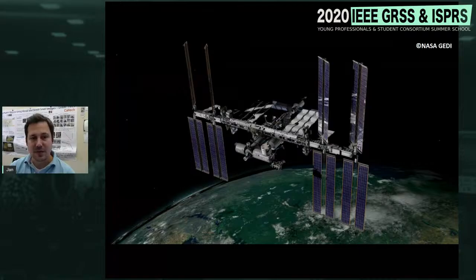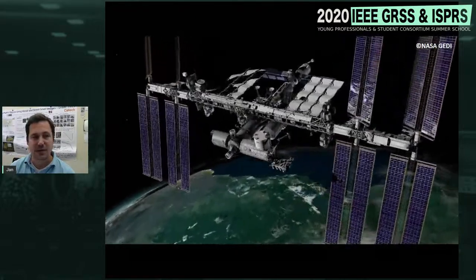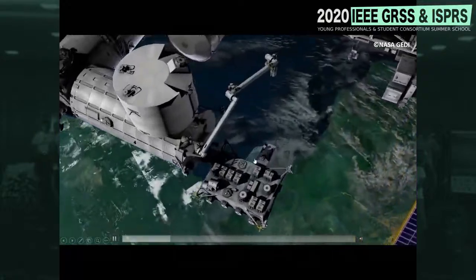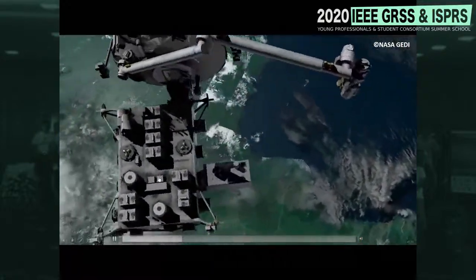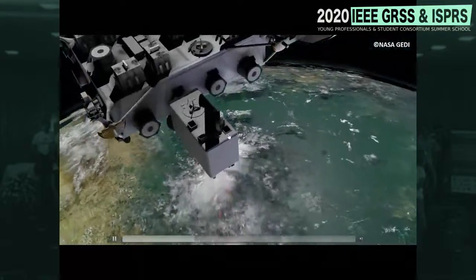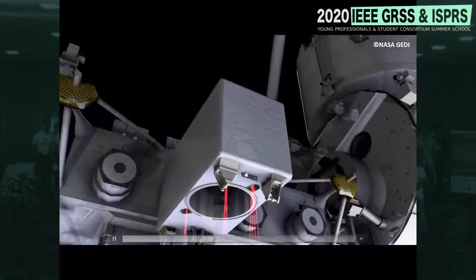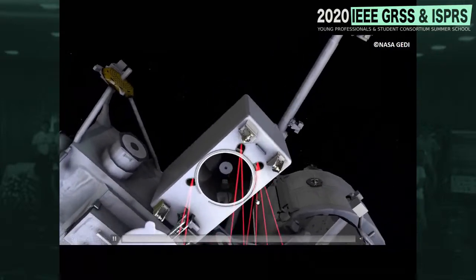And this is just a video from NASA GEDI of the mission. So this is the ISS that you can see. And the instrument is here. So this is the module to have payload on the ISS. And this is the payload. Here is the laser. It has those laser beams that shoot all the way down here.